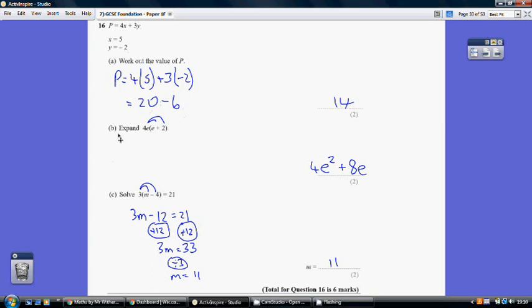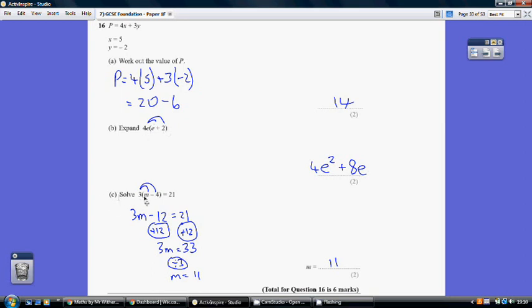Now part B, to expand, we've got to get rid of the brackets. We've got to do the double claw and do 4e times e and 4e times 2. Now 4e times e is 4 times e times e, which is 4e squared. Now 4 times e times 2, or in other words 4 times 2 times e, is 8e.